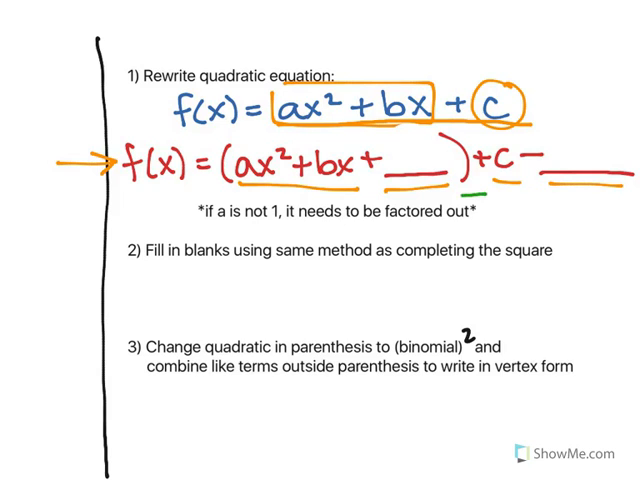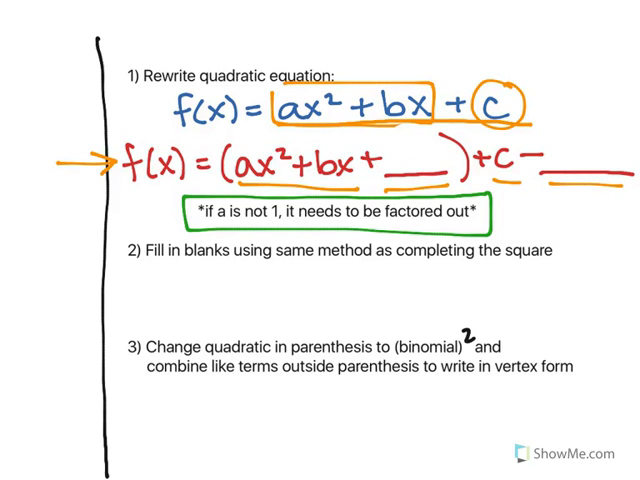This note right here is really important: if a is not equal to 1. We're going to look at an example where a is equal to 1, and also an example where a is not equal to 1. When a does not equal 1, we'll have an extra kind of half step that we have to consider.